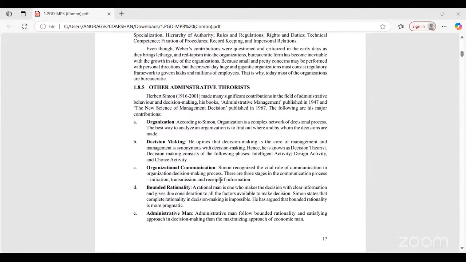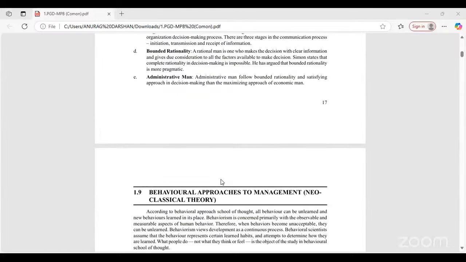And here he also focused on organization, decision making, communication, and rationality. So, a rational man is the one who makes the decision with clear information. He gives due consideration to all the factors which are available to make decisions. And based on that, he will try to give the decision which will make the impossible possible. And then you have the administrative man. An administrative man is bounded rationally, and he has the power to take decisions, and he also has the power to implement them properly.